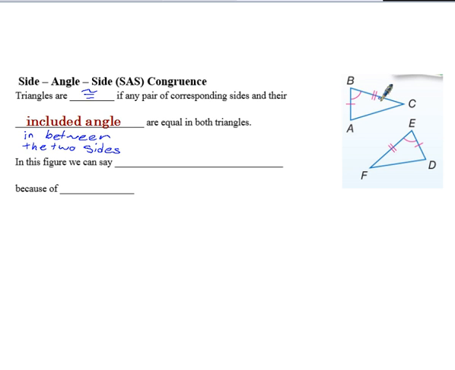So notice how I have this side and this side marked congruent. This would be considered the included angle. These two sides are marked congruent. This is the included angle. So in this particular figure, once again, we want the orientation to be the same, making sure that the parts match up. So once again, I can say in this one that triangle ABC is congruent to DEF. And that would be because of side-angle-side congruency. So those are the two ways that we're going to look at today, side-side-side and side-angle-side.